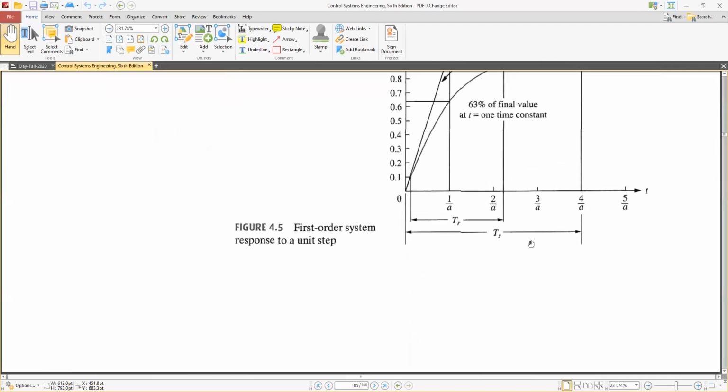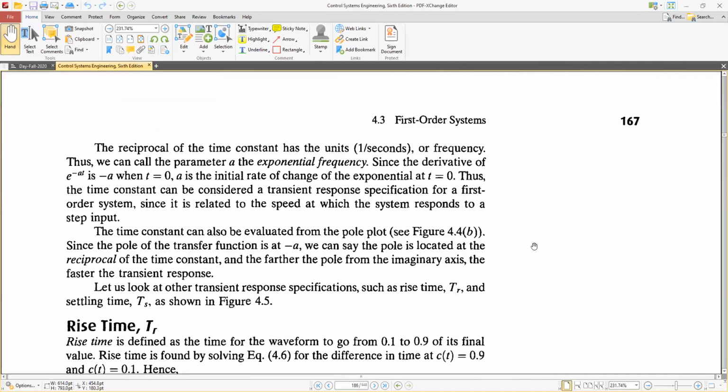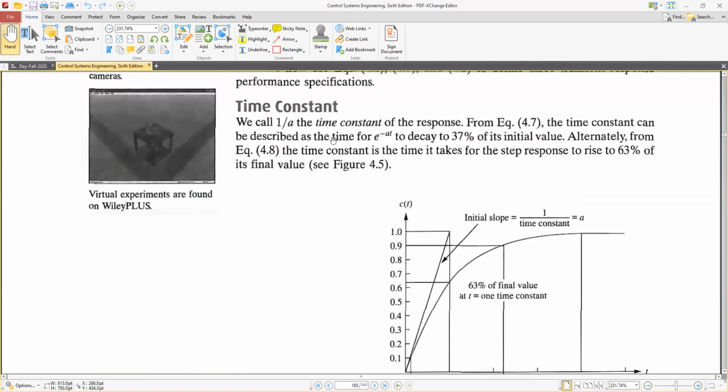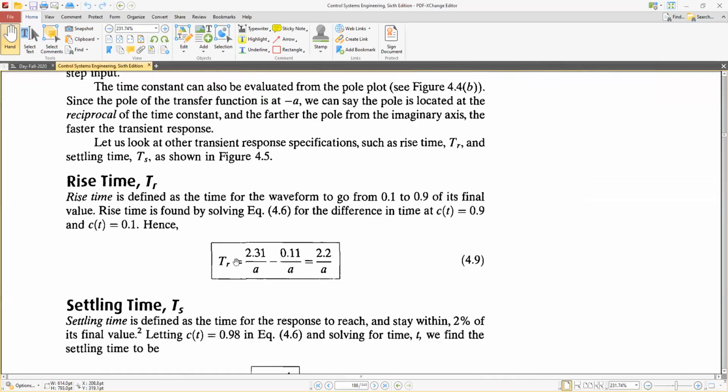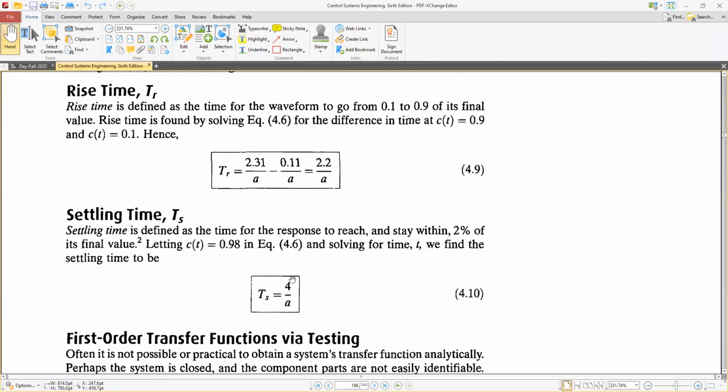Some equations are there. The time constant is 1 by A. The rise time is 2.31 by A minus 0.11 by A, so this is 2.2 by A. This is the rise time. And the settling time is 4 by A. Those are the values. Rise time 2.2 by A, settling time 4 by A.